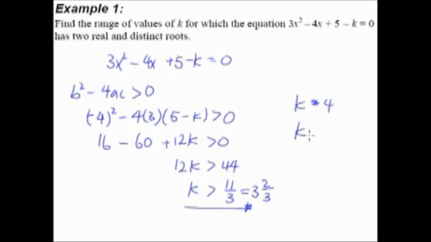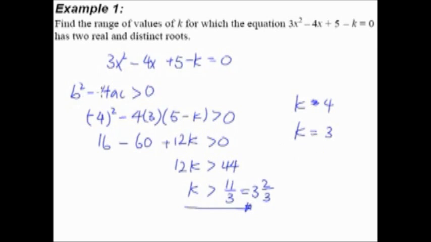Now, on the other hand, if your k were to be, say, 3, that will be definitely less than 3 and 2/3, isn't it? So if your k is 3, again, like I said, you can pause and substitute in k equals 3 here and try working out your b squared minus 4ac. Well, you won't get b squared minus 4ac greater than 0 when your k is 3.